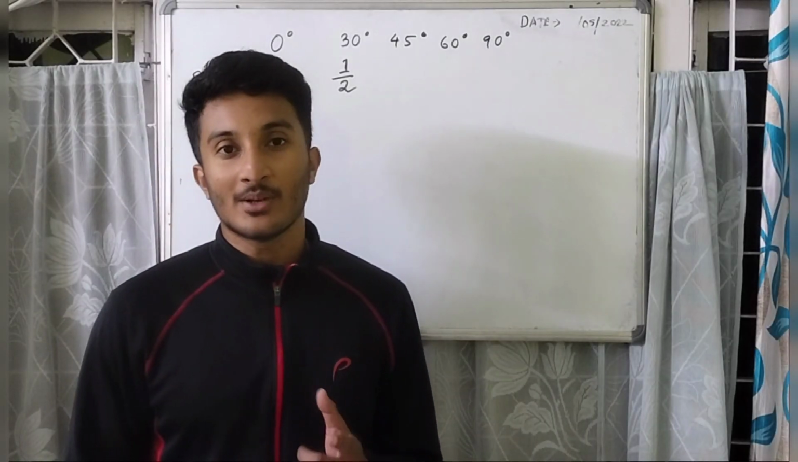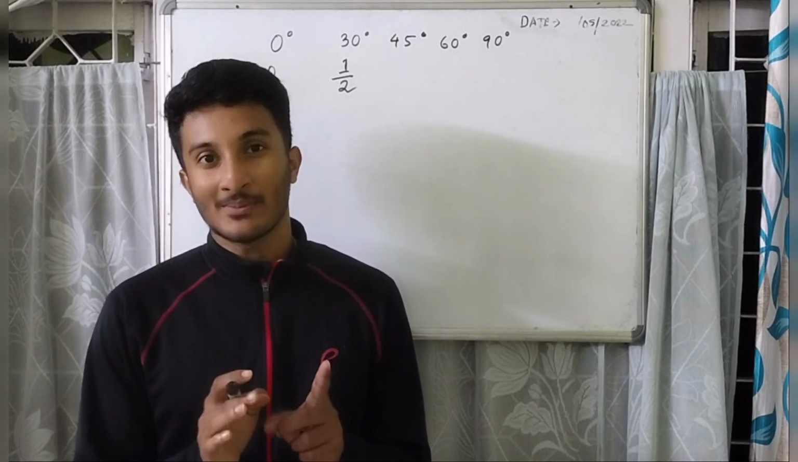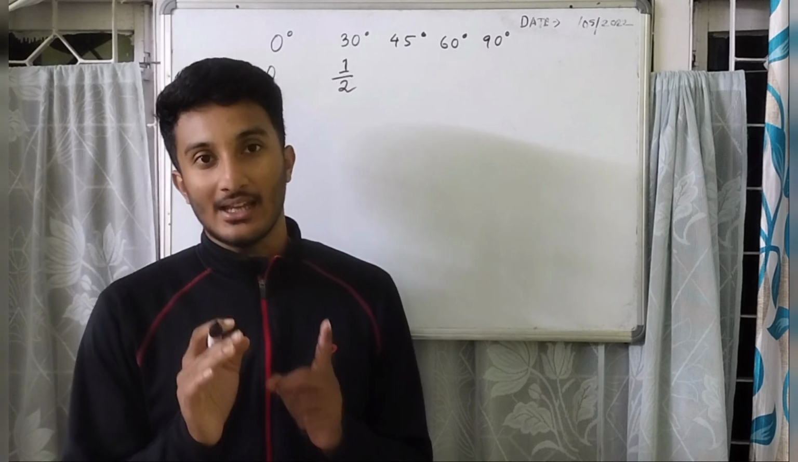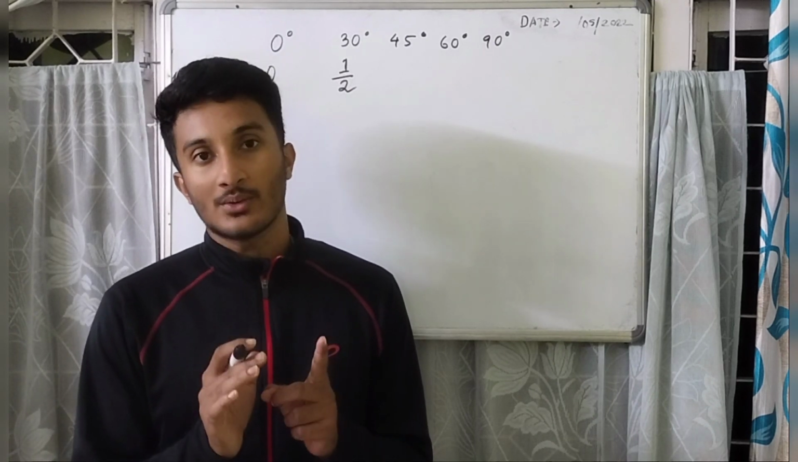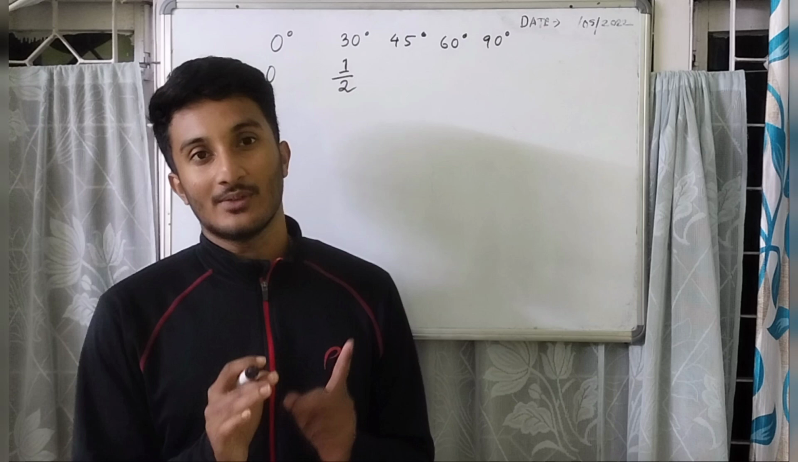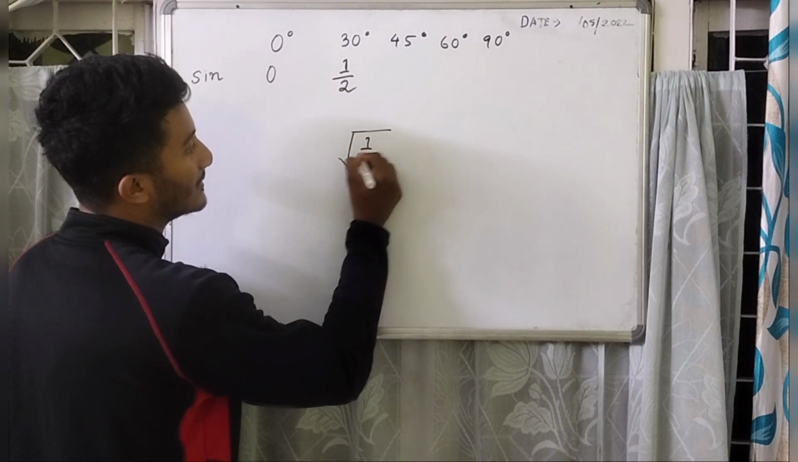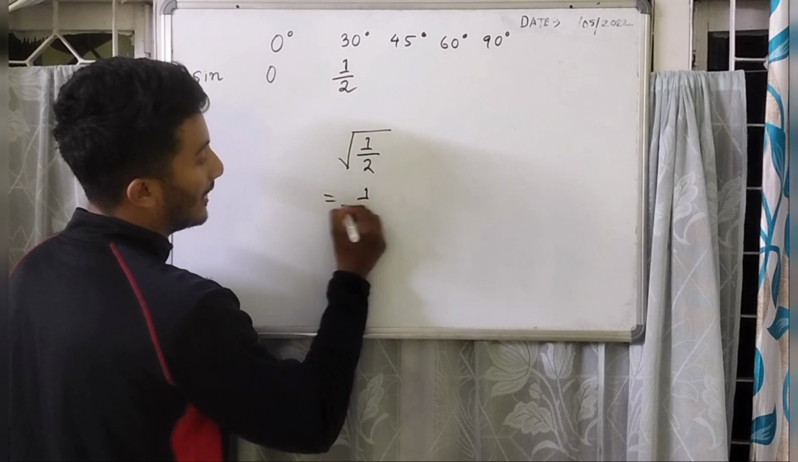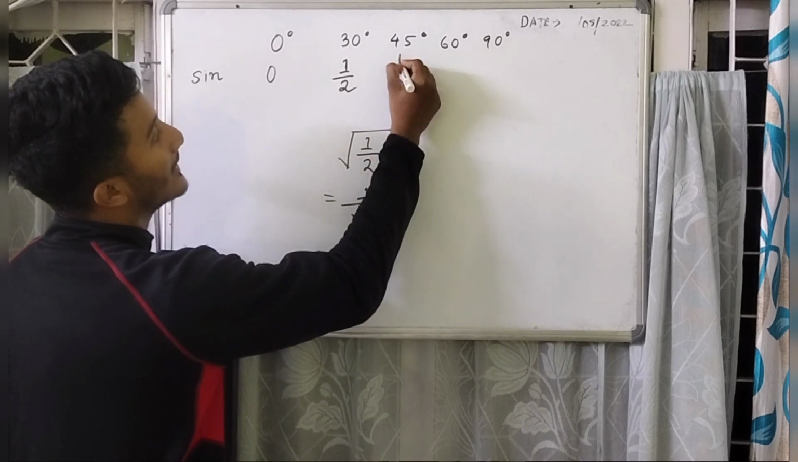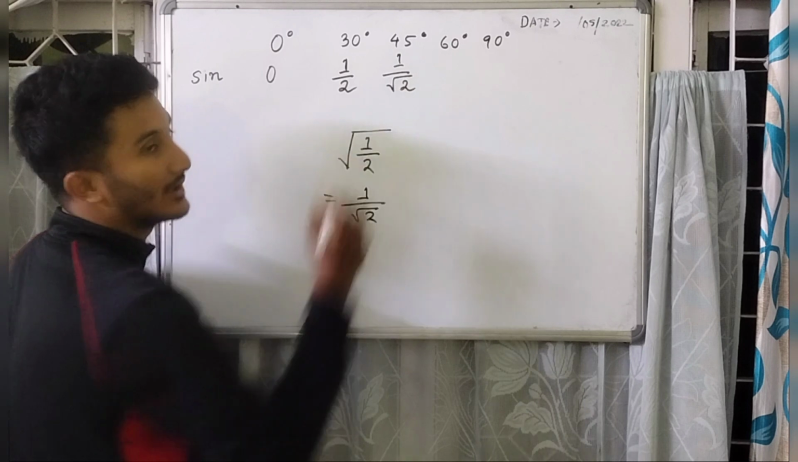So guys, if you remember what is sine 30 degree, it is very easy to remember sine 45 degree, because if you put a square root on sine 30 degree, you will get sine 45 degree. If we put square root on 1 by 2, the result would be 1 by root 2, which is the value of sine 45 degree, right?